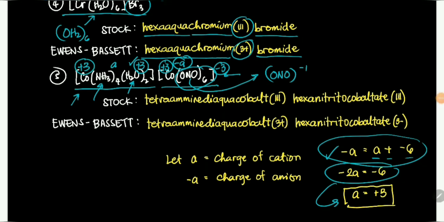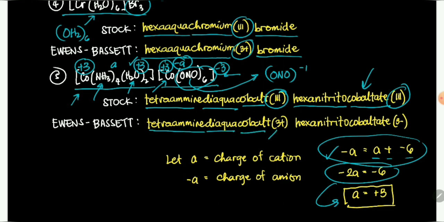So the name is tetraammine. Una again yung ating ammonia. Diaqua cobalt 3 because of the oxidation state of the cobalt. Space hexanitrito cobaltate 3. So cobaltate na siya dahil siya ay anion na dito sa complex na ito. Okay? So sa Ewens-Bassett we have tetraammine, diaqua cobalt 3 plus kasi plus 3 yung cation na to. Space hexanitrito cobaltate 3 minus kasi 3 minus yung charge ng ating anion.